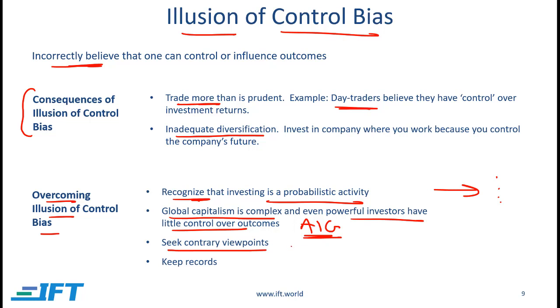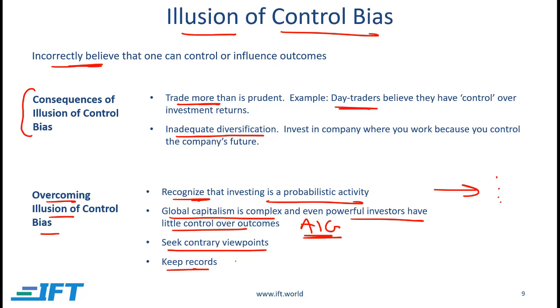A third strategy is to seek contrary viewpoints, and this can help change the perception that I have a lot of control over a particular event. And then maintaining records is another good idea. When we maintain records of our transactions, we should also document the rationale behind each trade, the attributes that we have determined to be in favor of investment success.